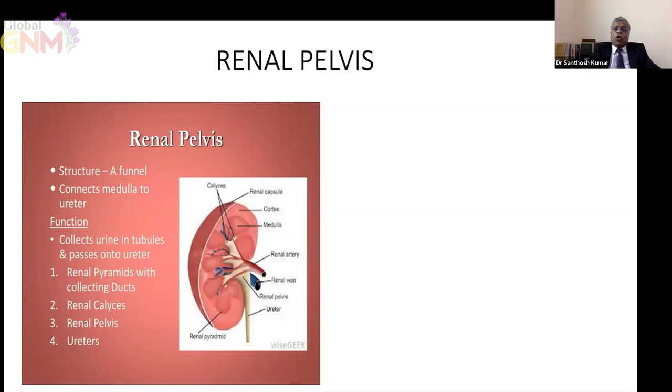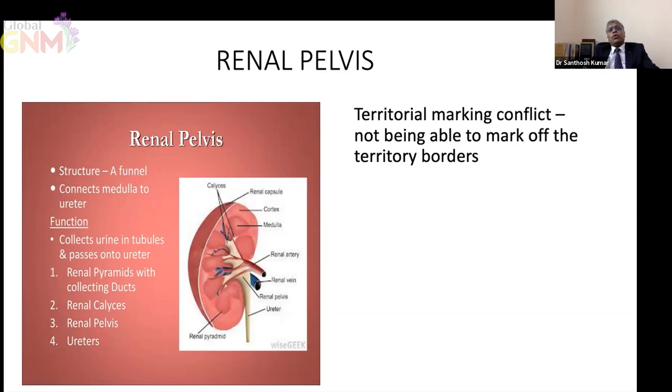And the biological conflict related to renal pelvis is the territorial marking conflict. Territorial marking means I cannot mark off my territory. Depending upon their gender, because in ectodermal diseases there will be laterality, as said by Dr. Ihab. Right side will be for the husband, job, and the left side will be for the mother, pets, child. It stays only mainly in the ectodermal layer.